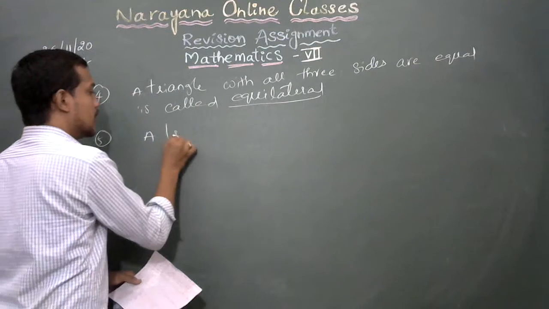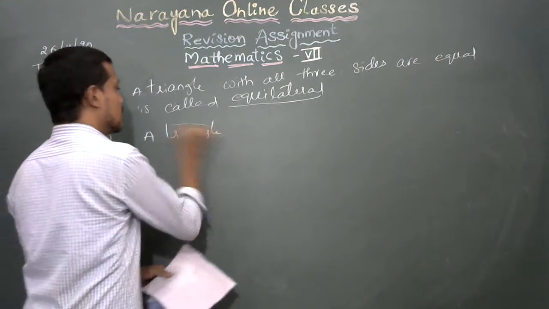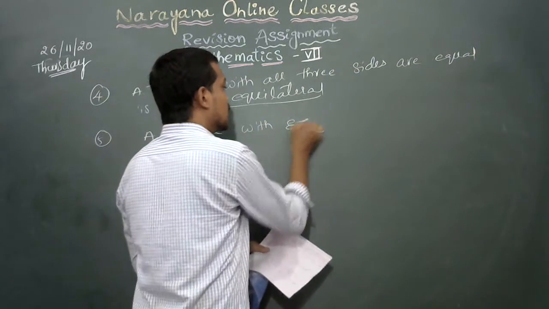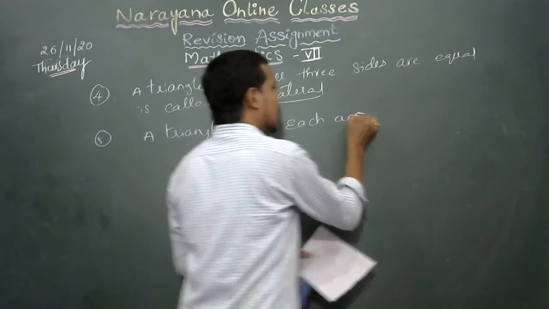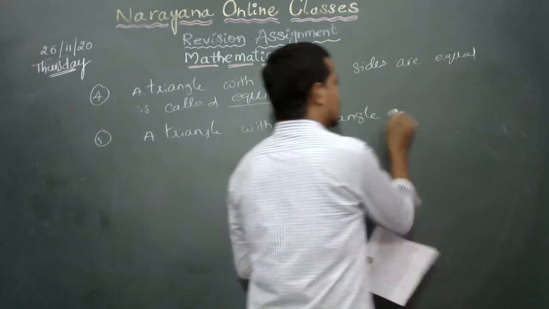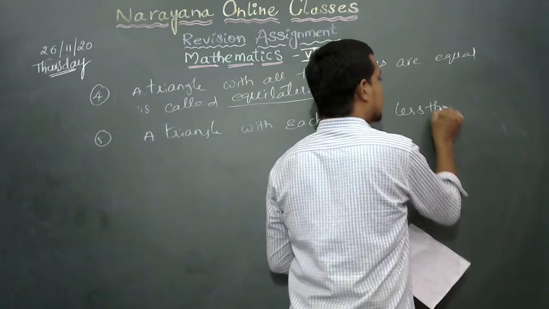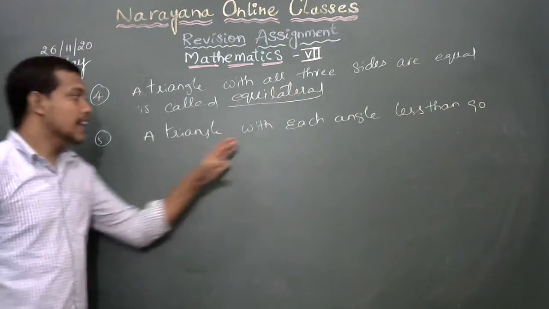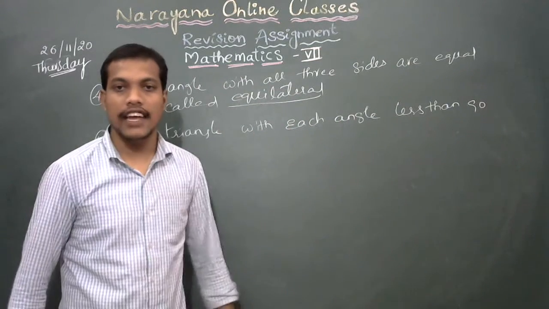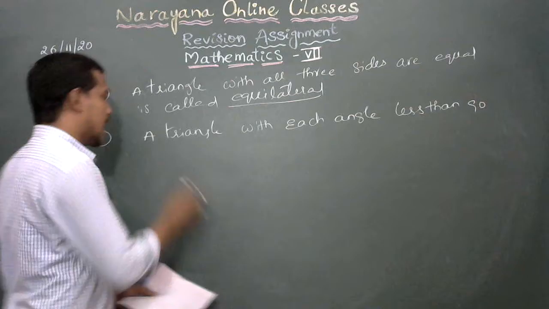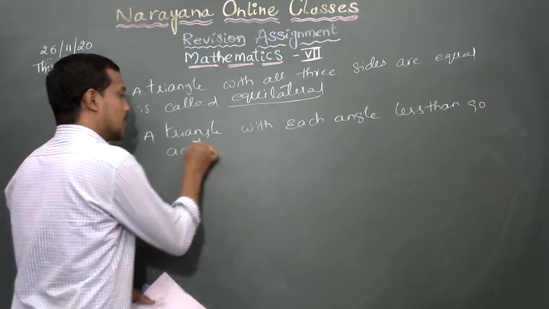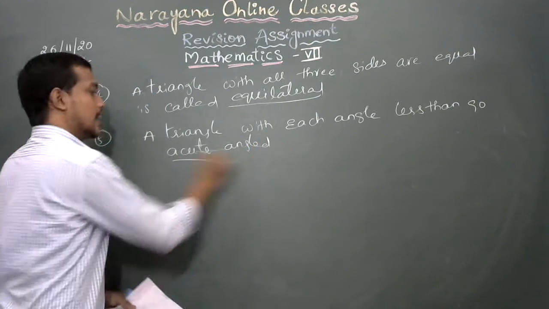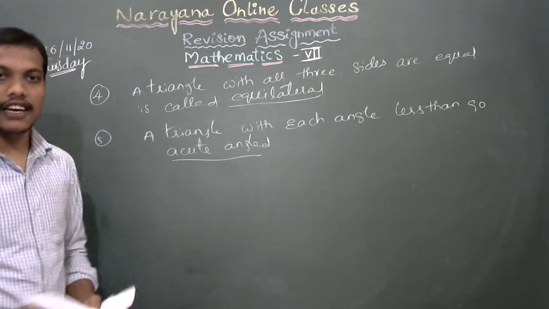A triangle with each angle less than 90, that is called acute angle triangle.